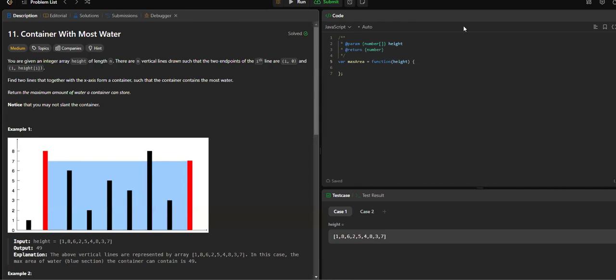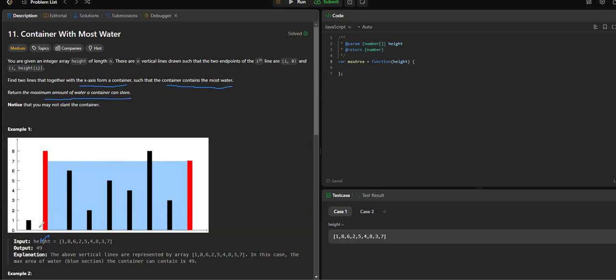So the problem statement says you're given an integer array of height of length n. This is the input, an integer array which has been given to us. It says there are n vertical lines drawn such that the two endpoints of the ith line are (i, 0) and (i, height[i]). We need to find the two lines that together with the x-axis form a container, such that the container contains the most water. And we need to return the maximum amount of water the container can store. So basically we need to return the area of that.